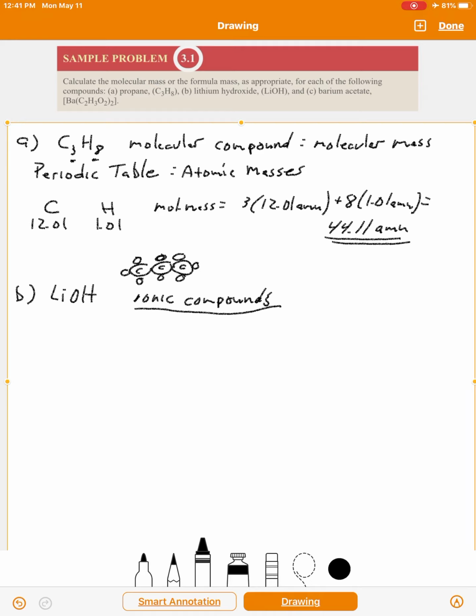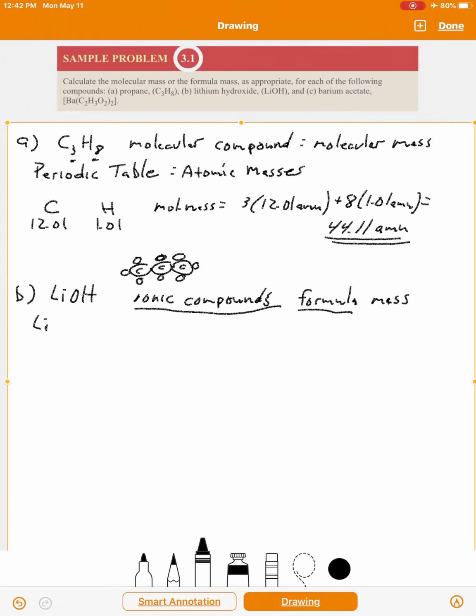Okay, so for our purposes, that just means we're going to calculate what's called the formula mass. The distinction there is that this is an ionic compound, so we call it the formula mass. And the reason for that is there are no actual lithium hydroxide molecules. They form these very complex structures, so we just figure out how much the formula weighs, or what the mass of the formula is.